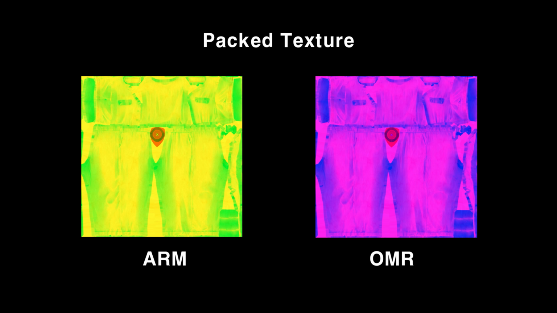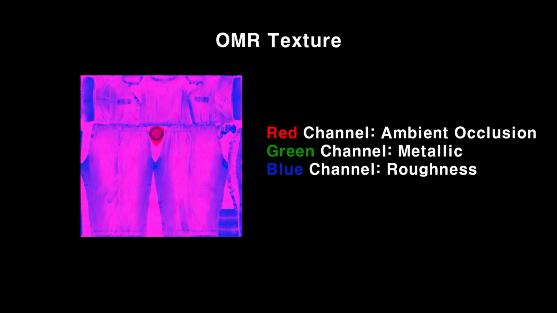Next is the packed texture. The packed texture stores material properties such as ambient occlusion, roughness, metallic, or opacity depending on the texture format. In this tutorial, I will use OMR texture as an example. The OMR texture is a packed texture that combines ambient occlusion, metallic, and roughness into a single image.